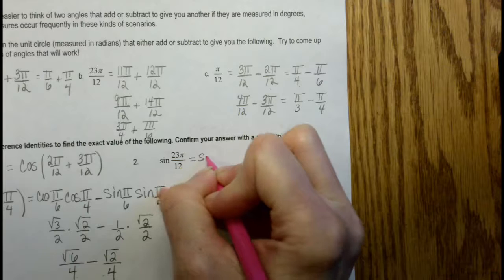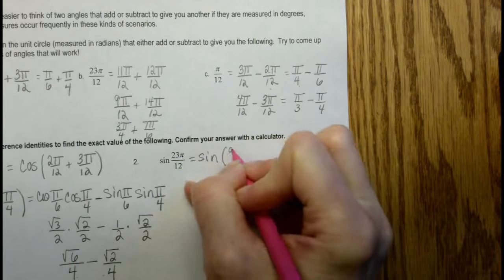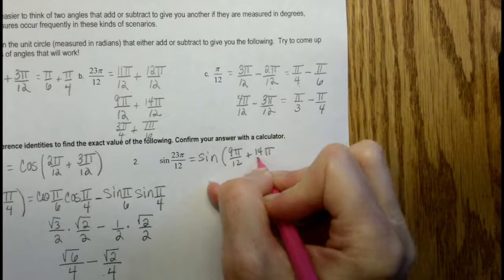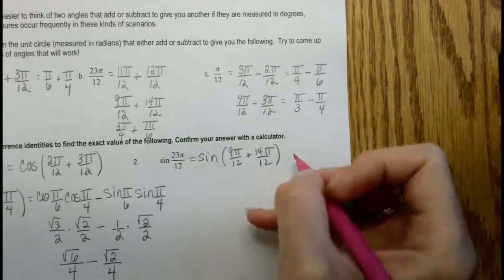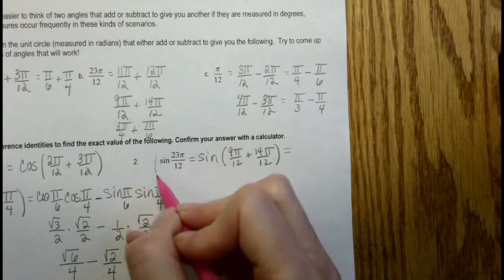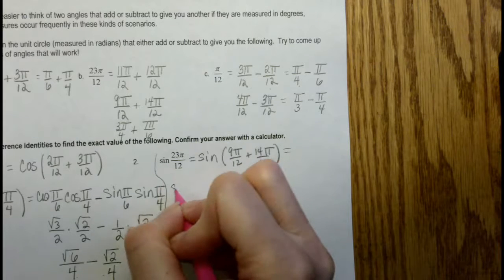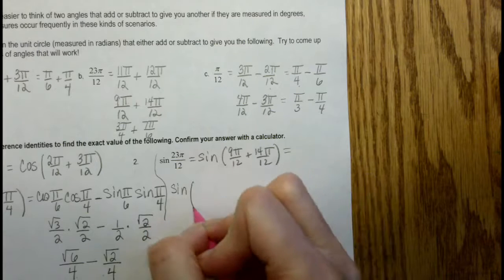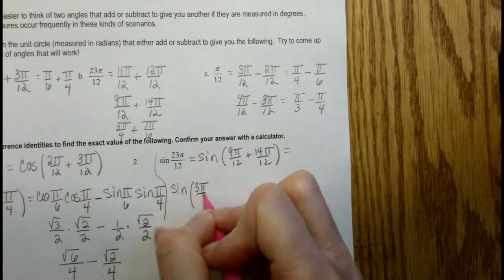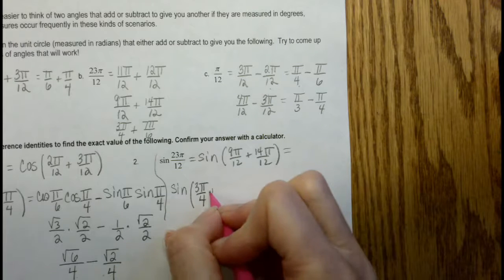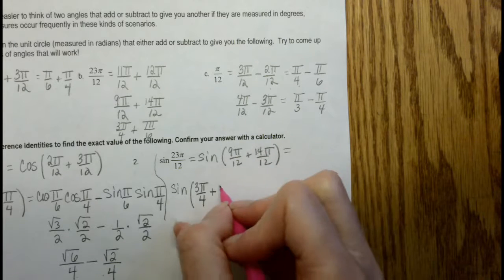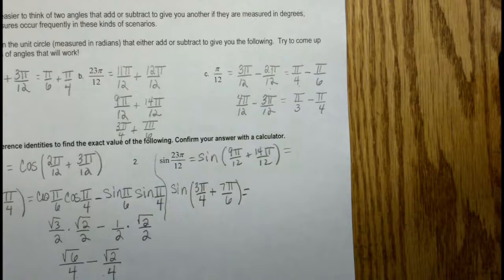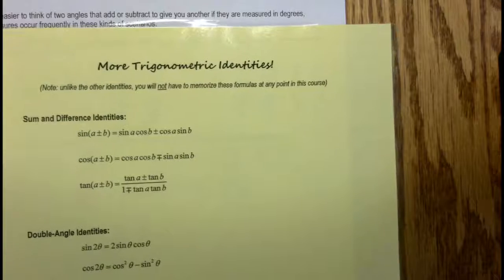So I'm going to rewrite this as sine of 9 pi over 12 plus 14 pi over 12. And we can rewrite this here. So this is going to be sine of, instead of 9 pi over 12, we're going to put in the 3 pi over 4 because we need values on the unit circle. And 14 pi over 12 is the 7 pi over 6. And then we can go back and we can use our formula there.